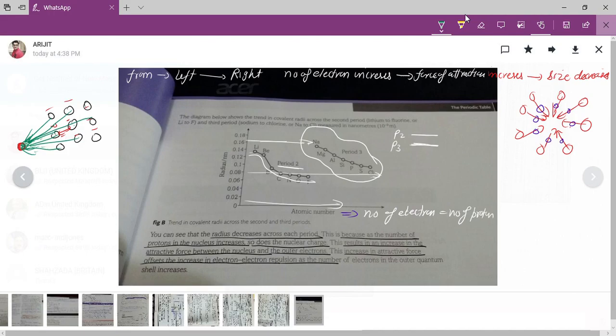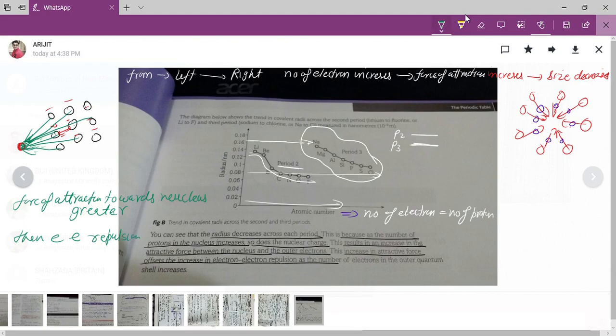That means the force of attraction towards the nucleus will be greater than the electron repulsion. Greater than electron repulsion.